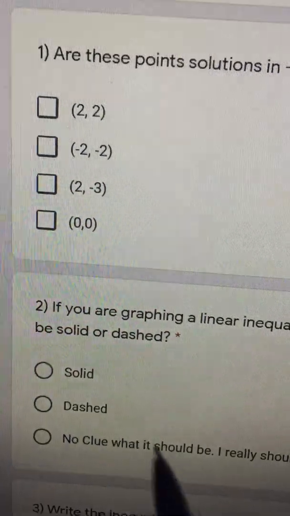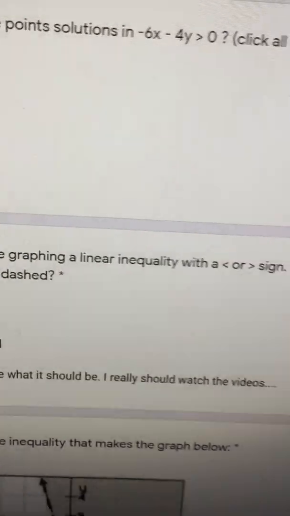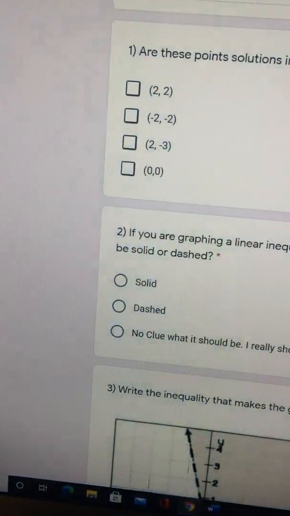Hopefully you know it's dashed, and you don't say, I don't have a clue because I didn't watch any of the videos. Hopefully that is not you. Okay, so that was number 2. Number 3 is also going to be on screen, so let me slide this thing up.